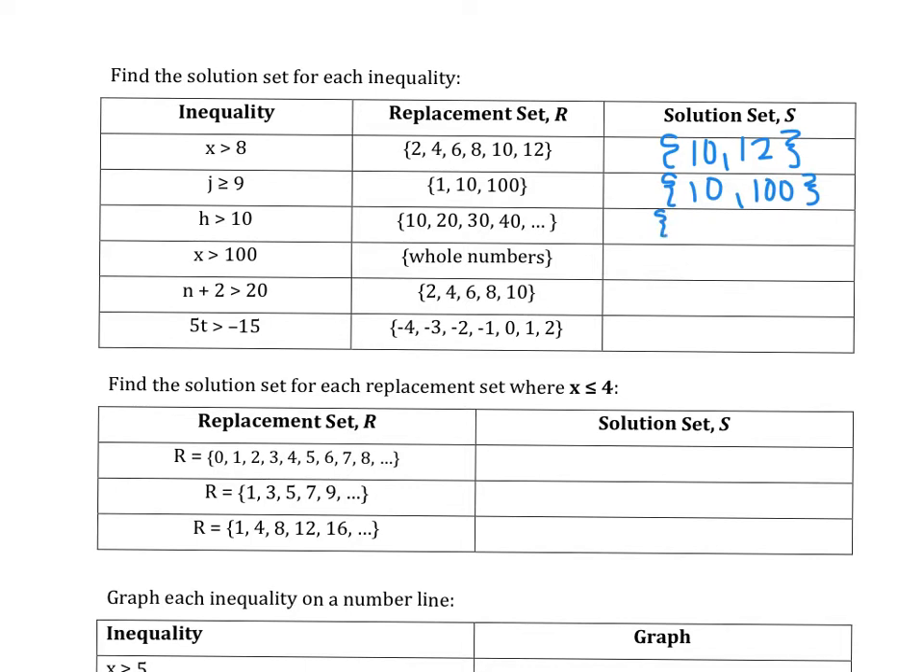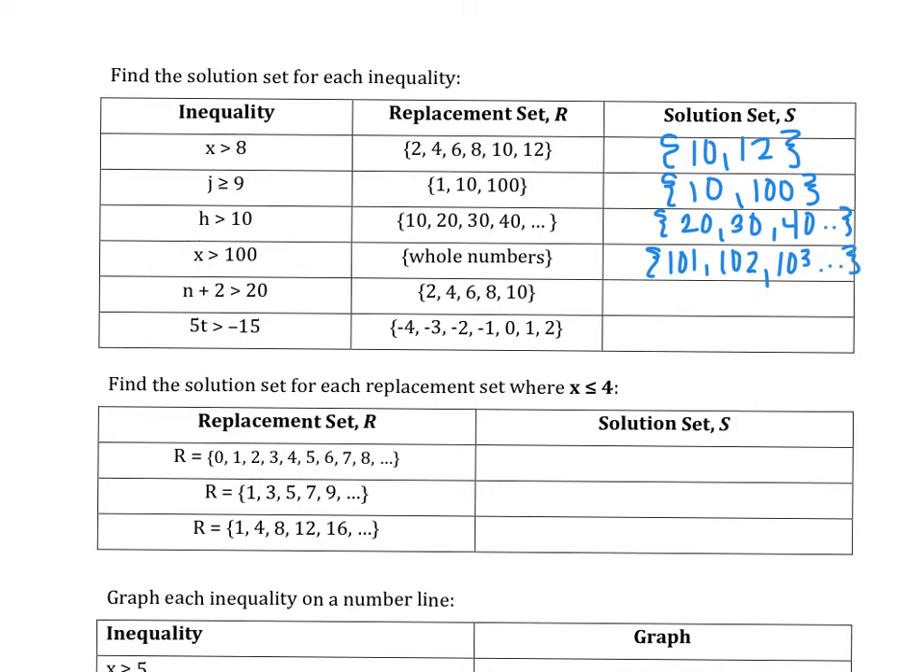It didn't say x or h is also equal to 10, so we can't include that one. So 20, 30, and 40. Dot, dot, dot, which means that it continues, so we have to keep that in there as well. X is greater than 100, all the whole numbers. So that would be 101, 102, 103, dot, dot, dot, close set.